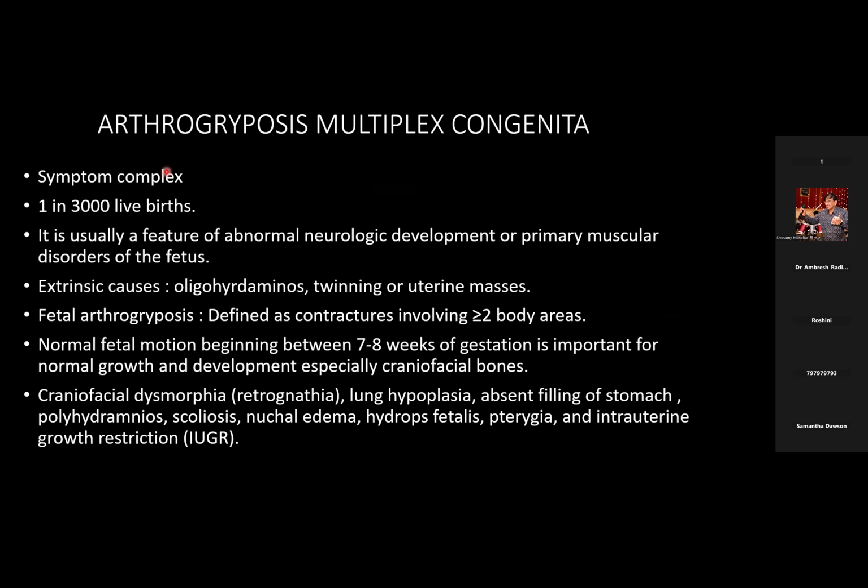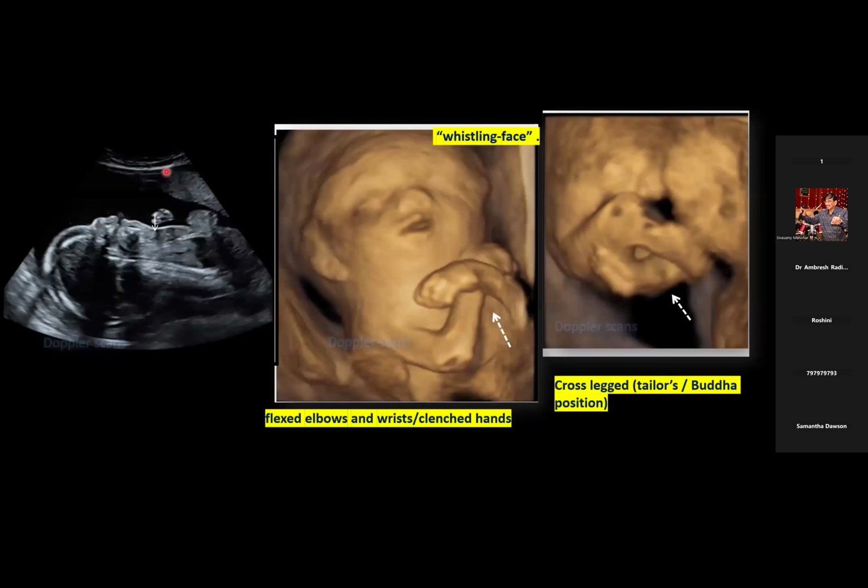Fetal arthrogryposis is defined as contractures involving 2 or more body areas. Normal fetal movement begins between 7 to 8 weeks of gestation, and this is important for the growth and development of craniofacial bones. So when this movement is impaired by any of the above mentioned causes, this can lead to craniofacial dysmorphia like retrognathia, lung hypoplasia, absent filling of stomach, polyhydramnios because of impaired swallowing, scoliosis, nuchal edema, hydrops, pterygia, and IUGR. So this is a case which shows the features of arthrogryposis multiplex congenita.